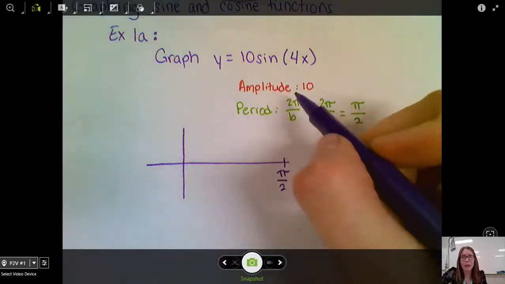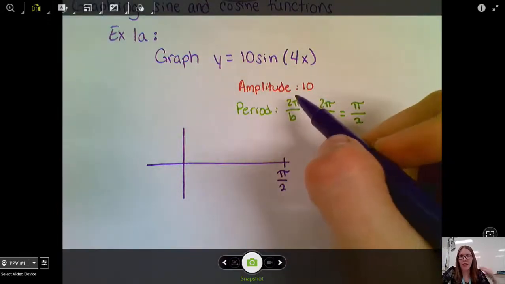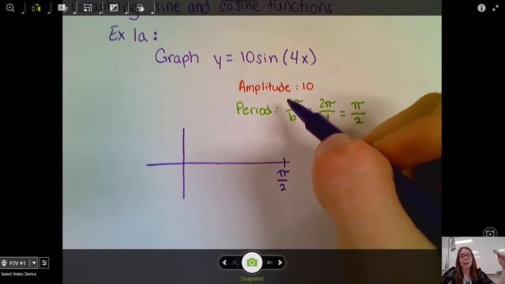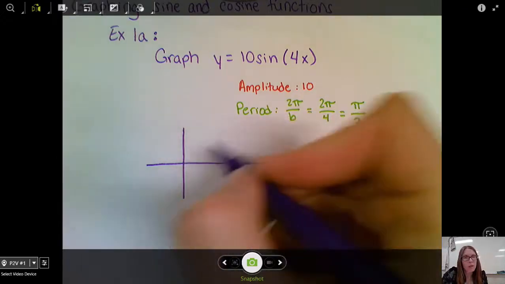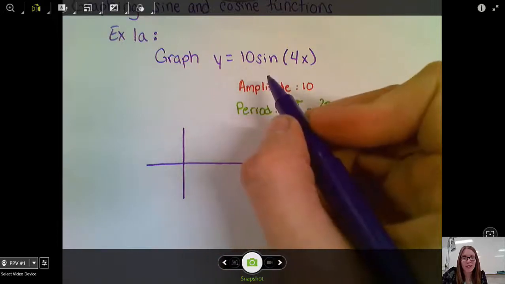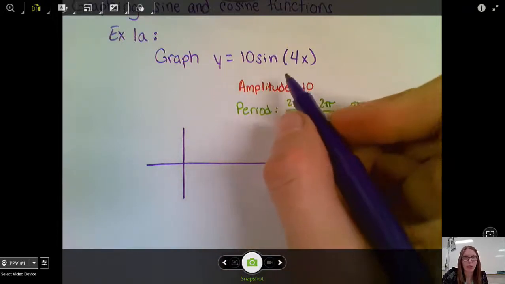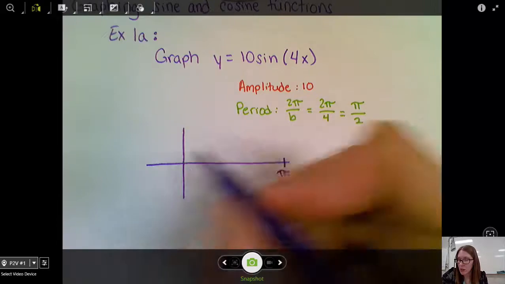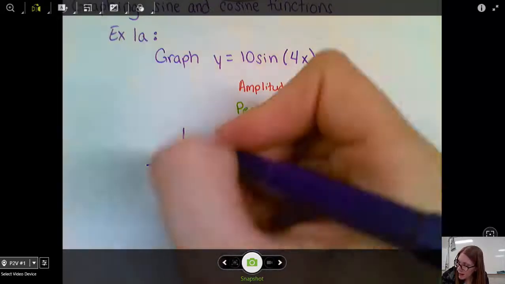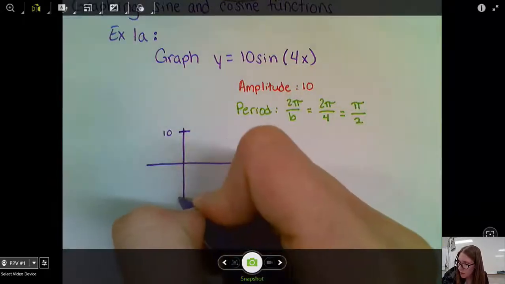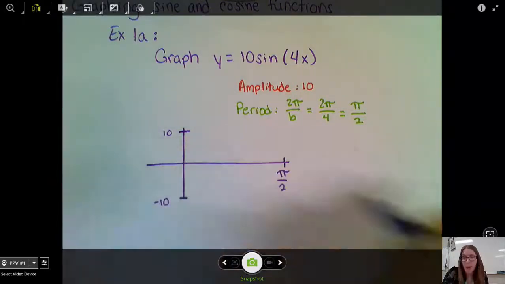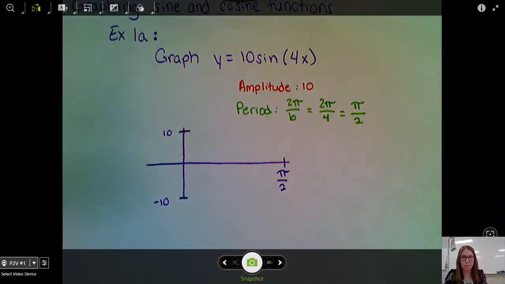Now, we also know that the amplitude is 10. And that means from our midline, the highest point and the lowest point that we go is going to be 10 away. We don't have any other transformations, any translations up or down. So our midline is at 0. And that tells us that the highest we're going to go is 10. The lowest we'll go is negative 10, because again, that's our amplitude.